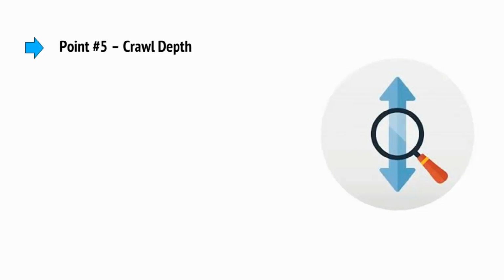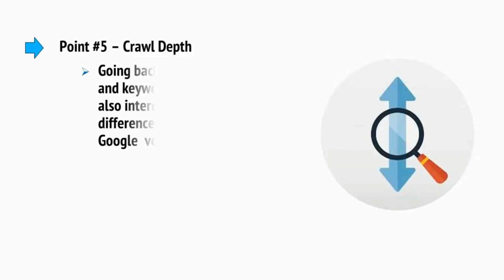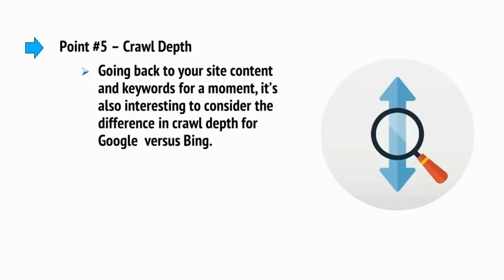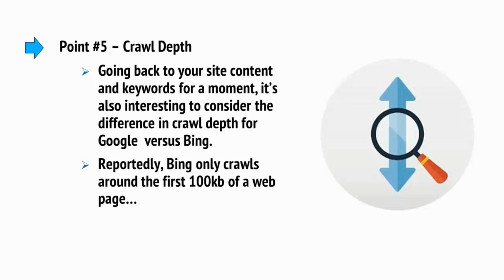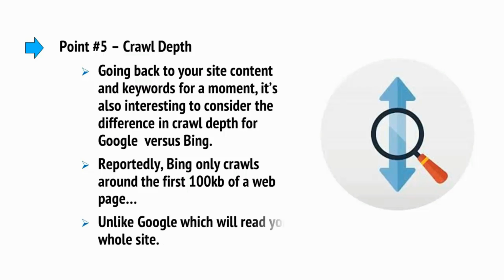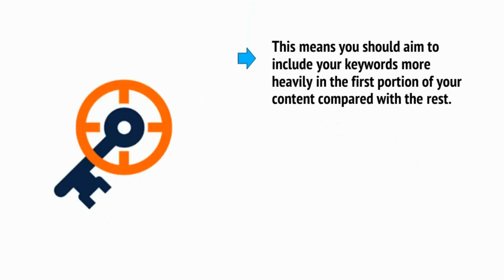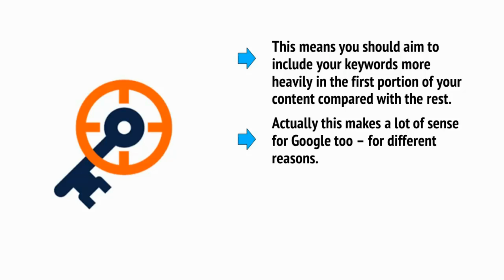Point number 5, crawl depth. Going back to your site content and keywords for a moment, it's also interesting to consider the difference in crawl depth for Google versus Bing. Reportedly, Bing only crawls around the first 100 kilobytes of a web page, unlike Google, which will read your whole site. This means you should aim to include your keywords more heavily in the first portion of your content compared with the rest. And this actually makes a lot of sense for Google too, but for different reasons.